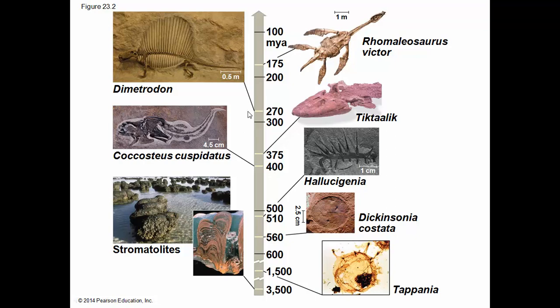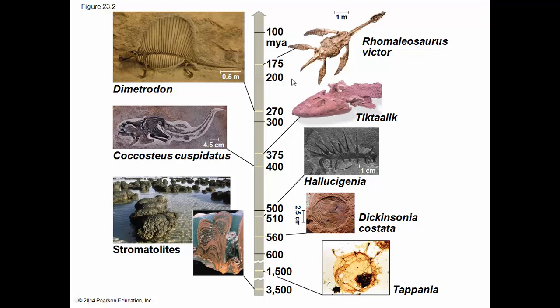Okay, about 270 million years ago, in the age of dinosaurs, there was an animal known as Dimetrodon. Dimetrodon was actually a cynodont. It was more closely related to mammals than it was related to reptiles. It was another step on the lineage towards mammalian species.